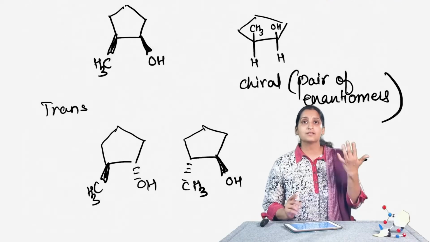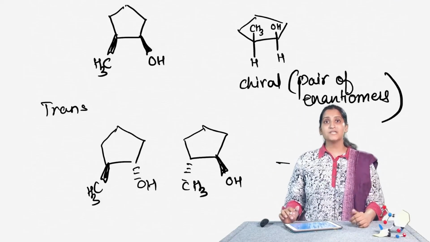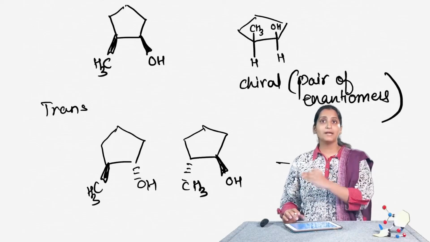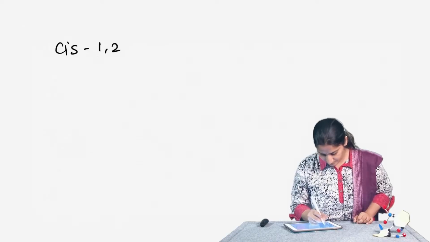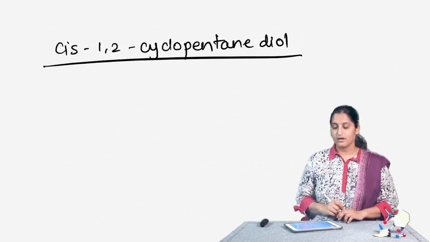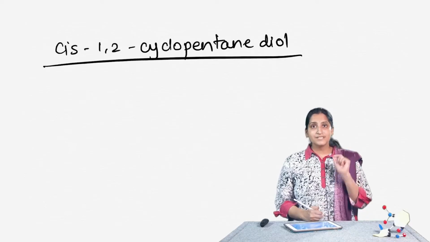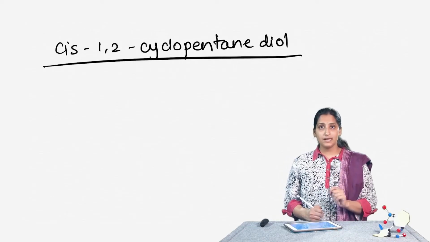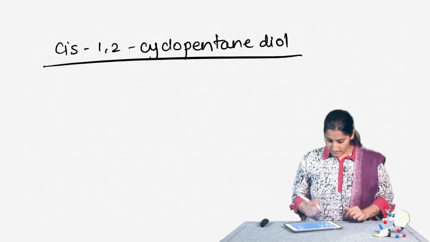Now, let us go to the next one. Now, I want to talk about cis 1,2 cyclopentane diol. Okay. So, let us write that down. Now, in the case of cis 1,2 cyclopentane diol, imagine this.